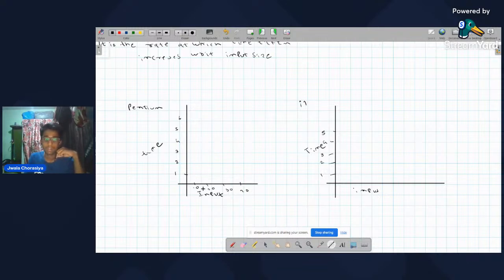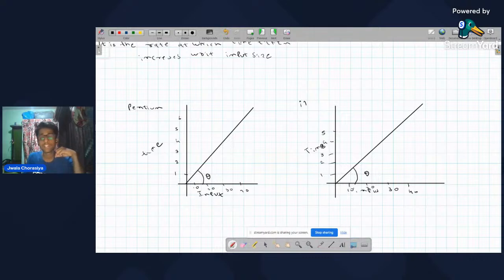So if I make this graph over here, and this is some angle theta, let me write 10, 20, 30, 40. As you can see, as the size of my input increases, the time taken is also increasing. So this is the rate, right? This is my time complexity. It is the rate at which the time taken increases with respect to the input size.